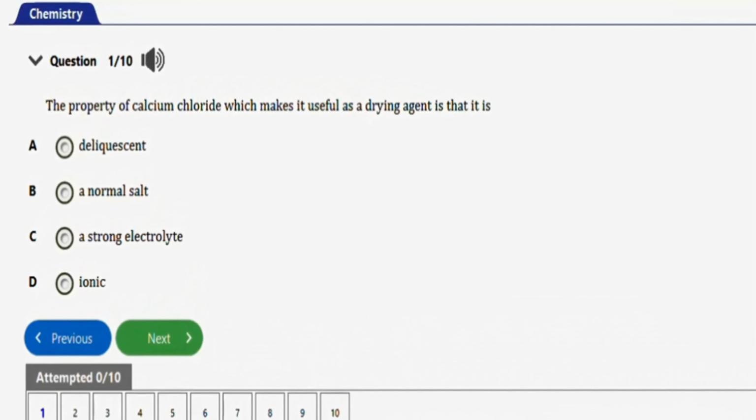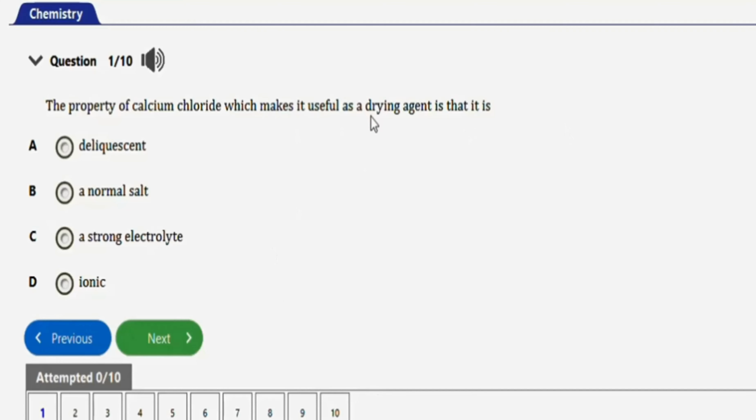In this video, we're going to learn how to solve chemistry questions under the subtopic deliquescent, efflorescent, and hygroscopic compounds in salts. Alright, acid, base, and salt. So we're going to practice with 10 questions for this subtopic.